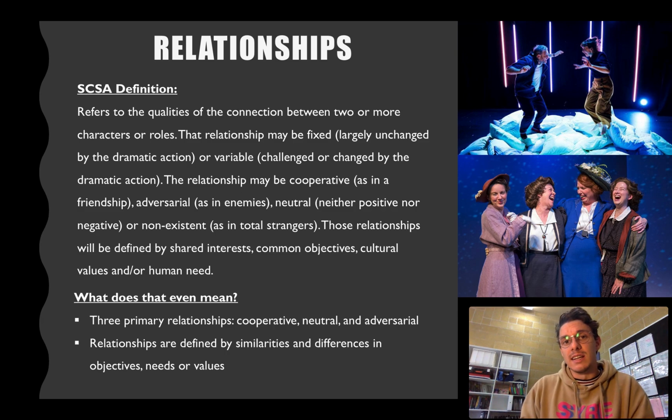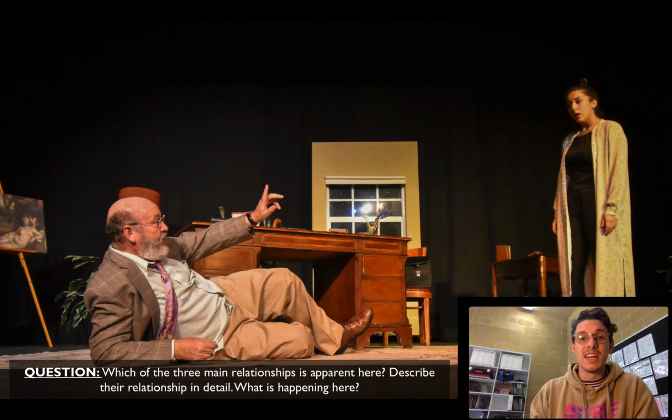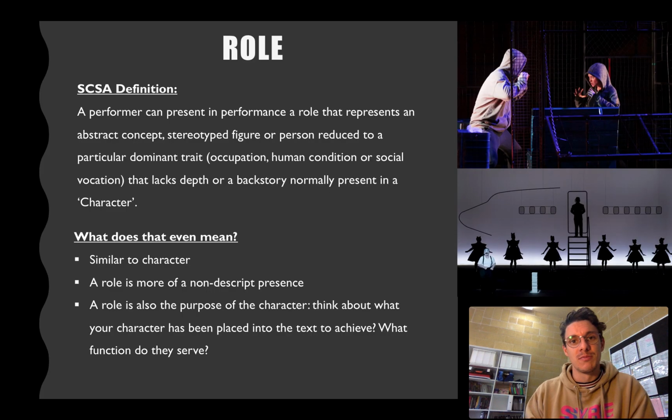And then the last one is adversarial, which is your enemies. Okay, so your arch enemies. So your body language, your movement, or your voice could be quite harsh towards another character. You might be attacking them. You might be running away from them. You might be shaming them. That's that adversarial relationship, that enemy relationship. Okay, and you always want to establish which one of the three you are presenting or that you see. Pause it here if you'd like to answer this question.